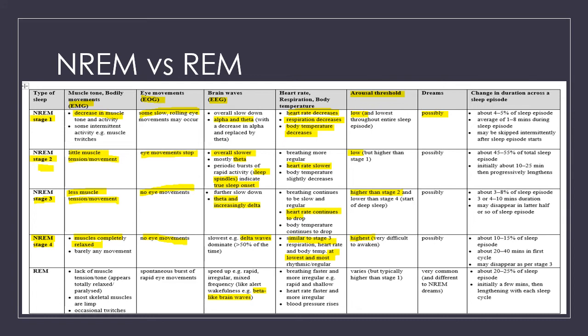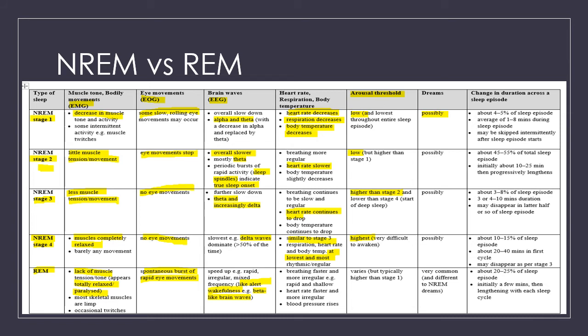With REM sleep, this is rapid eye movement. Now, this is a lack of muscle tension, and you'll almost appear totally relaxed or paralyzed. Sometimes they call REM sleep the paradoxical sleep because your brain waves are very active. It's almost like you're alert and awake, but you're not. Your body is actually completely still. You're going to have spontaneous bursts of rapid eye movements, funnily enough, because it's called REM.